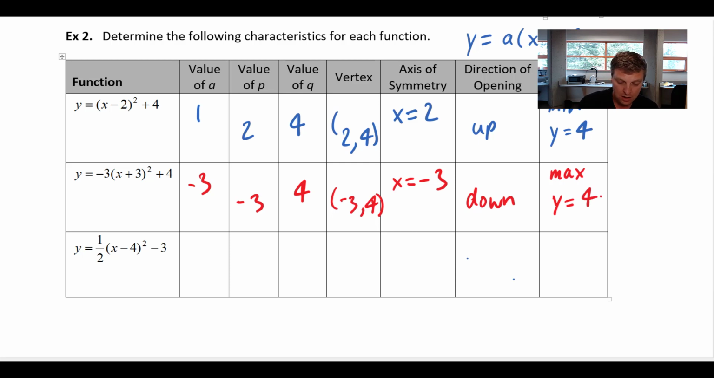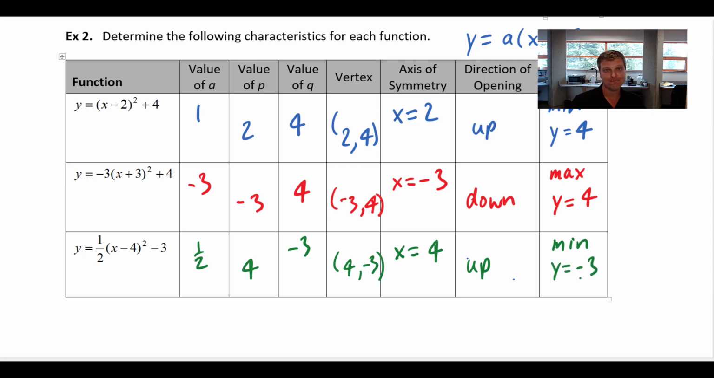All right, last one. We've got an a value of 1/2. We've got a p value of 4, a q value of -3. We've got a vertex, which is located at (4, -3). We've got an axis of symmetry at x equal to 4. We've got a direction of opening, which is upwards because a is positive, and that means we have a minimum value located at the y coordinate of our vertex, which is y equal to -3.